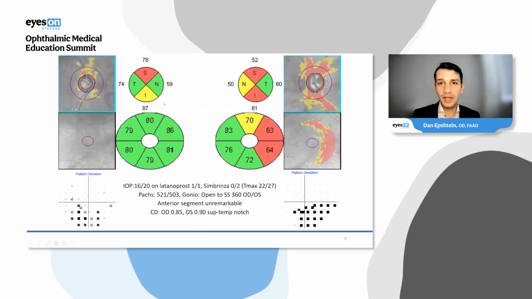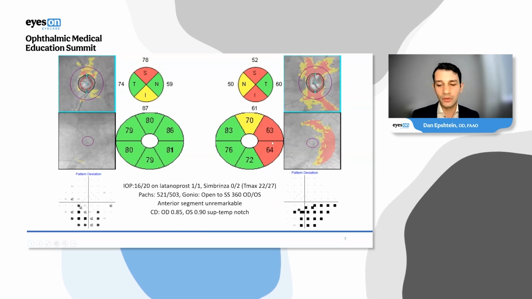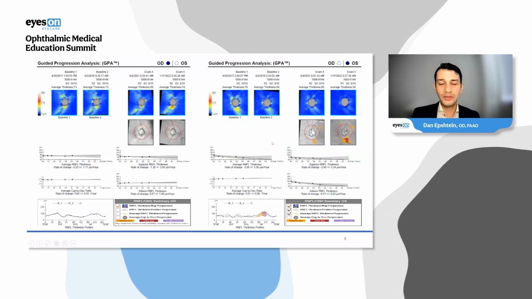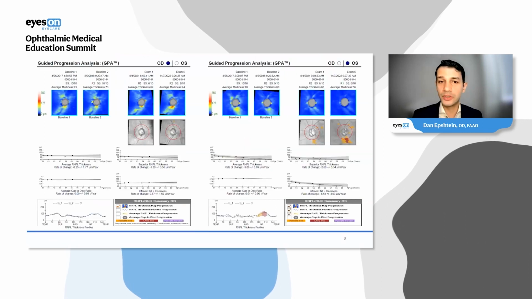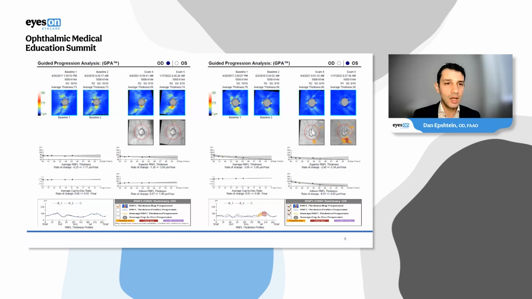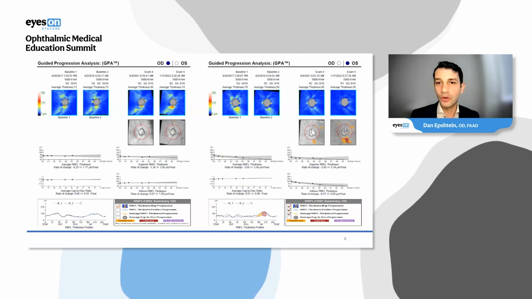Now, when we look at everything, I think we can agree that this patient does have glaucoma, worse in the left eye than the right eye. And let's look at some of his progression data so you don't just take my word for it. Zeiss has created great progression analytics.